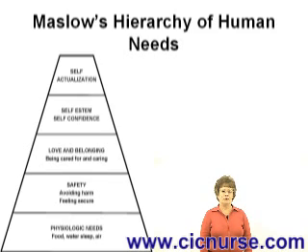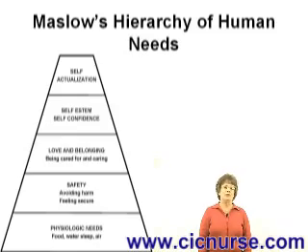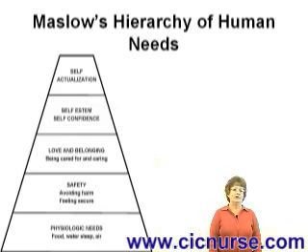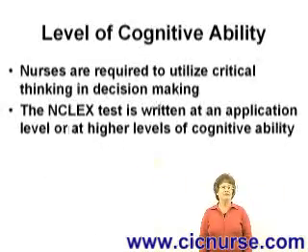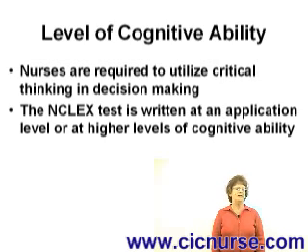I have on your screen Maslow's hierarchy of needs, and it shows how a person moves from fulfillment of basic needs, which are your physiologic, to your higher levels of needs with the ultimate goal of physiological health and well-being. Level of cognitive ability requires that the nurse utilize critical thinking and decision making. The NCLEX test is written at an application level or a higher level of cognitive ability. And here's how to apply your cognitive ability.